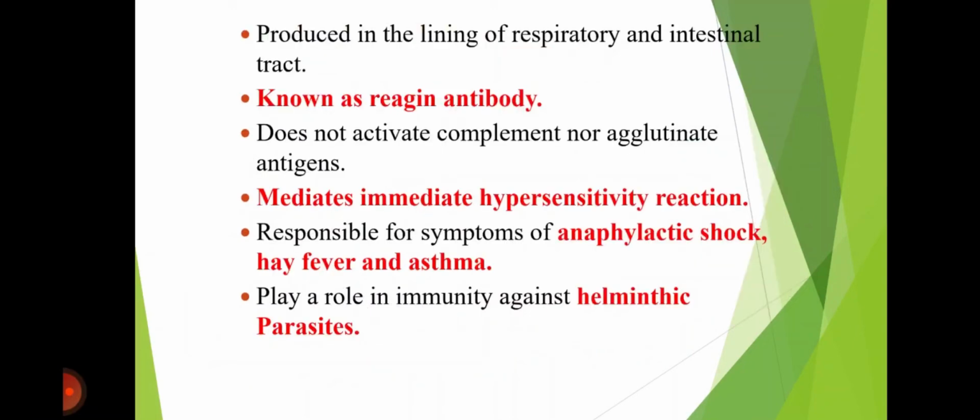It is produced in the lining of the respiratory and intestinal tract. It is known as reaginic antibody. It does not activate complement or agglutinate antigens. It mediates immediate hypersensitivity reaction and is responsible for symptoms of anaphylactic shock, hay fever and asthma. It plays a role in immunity against helminthic parasites.